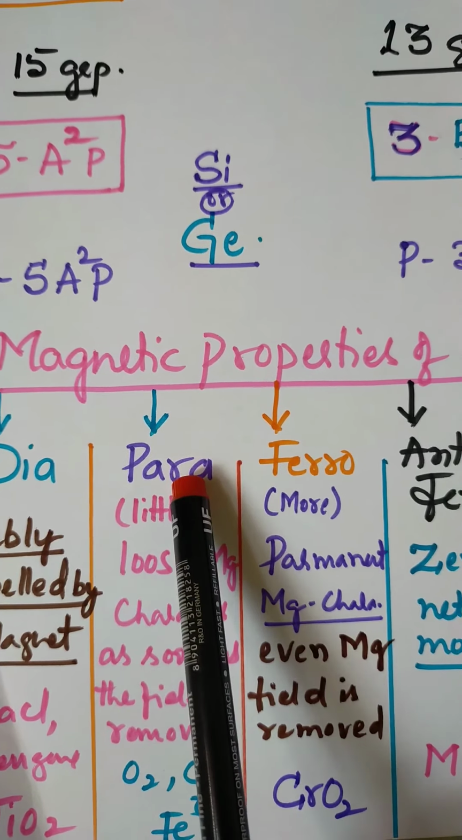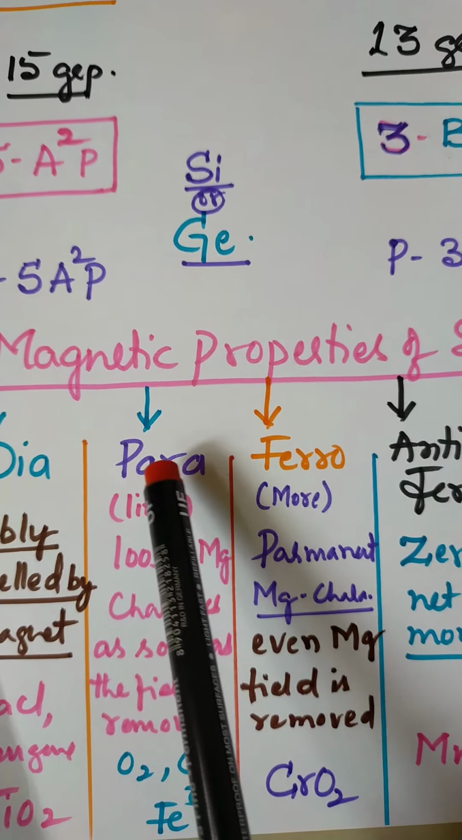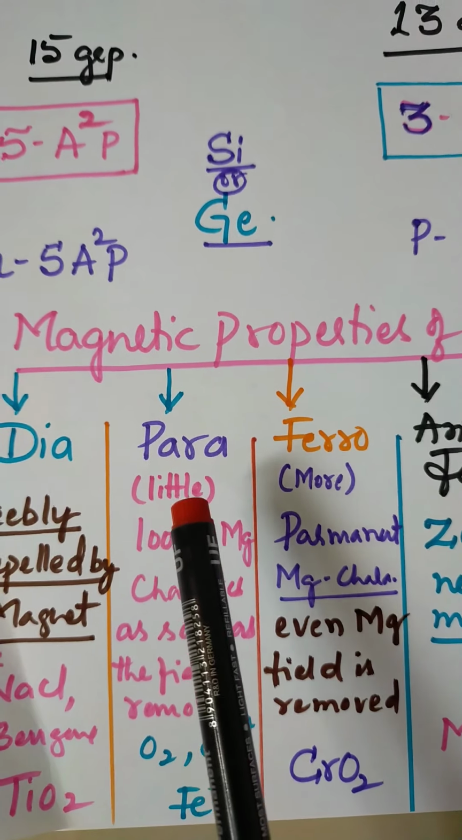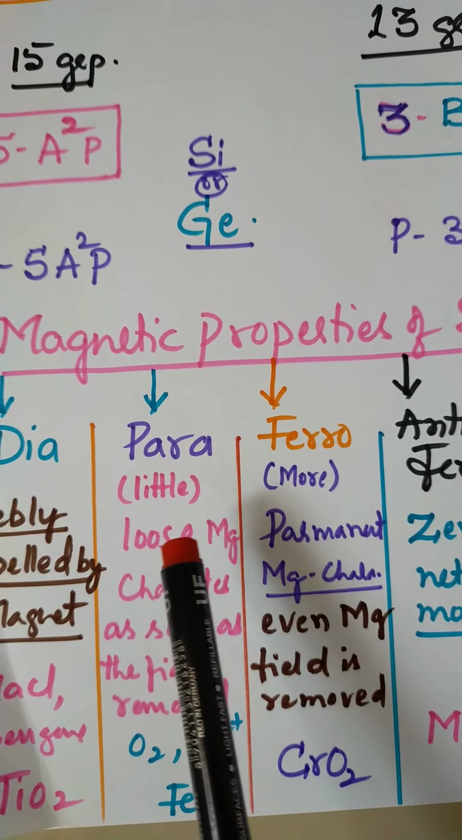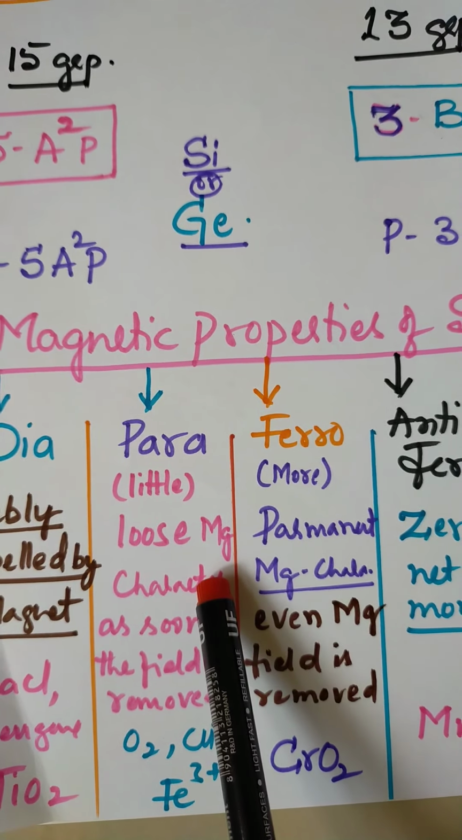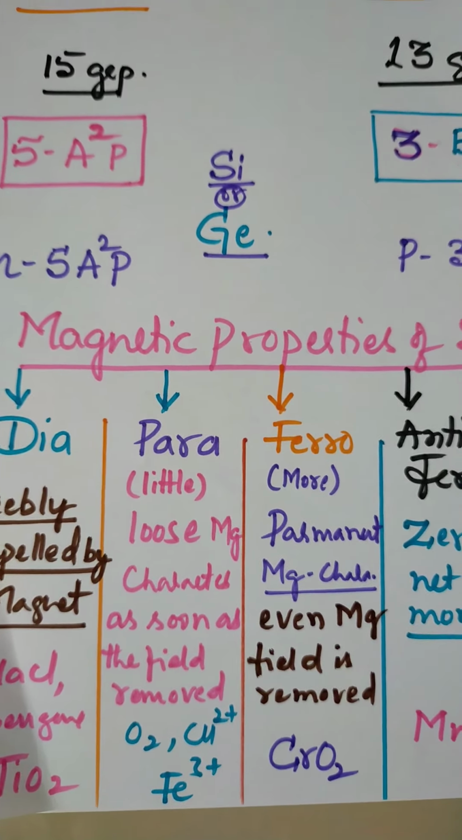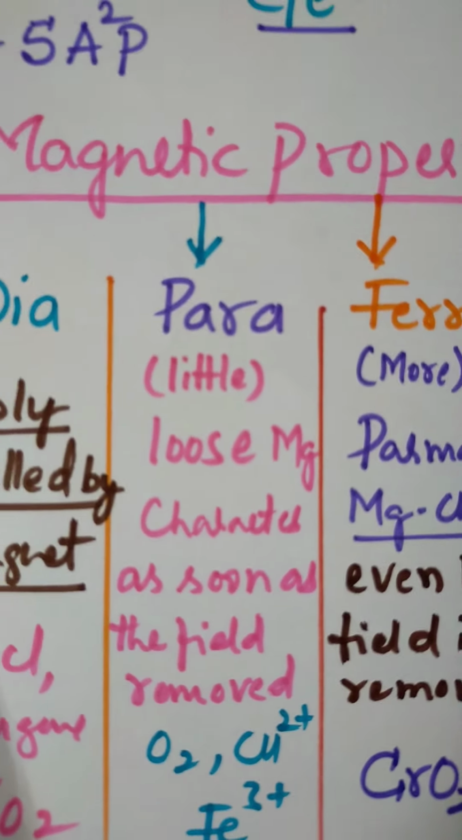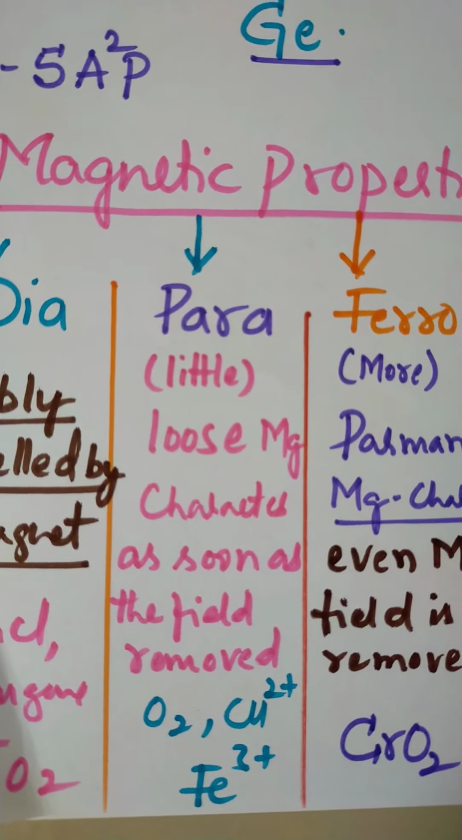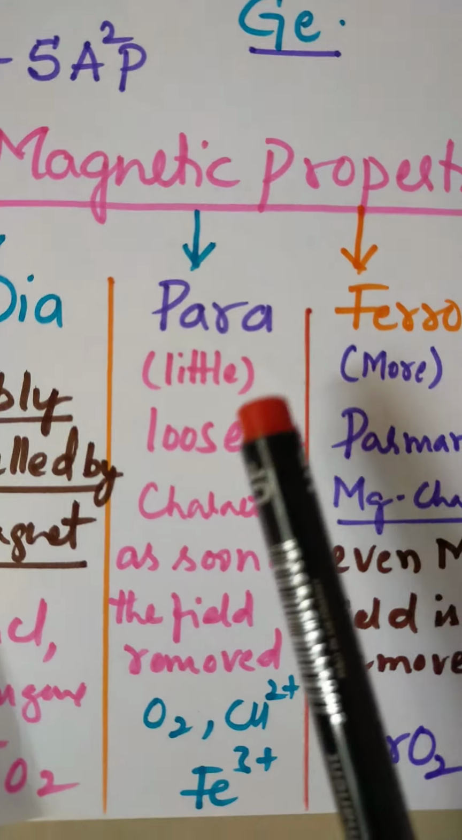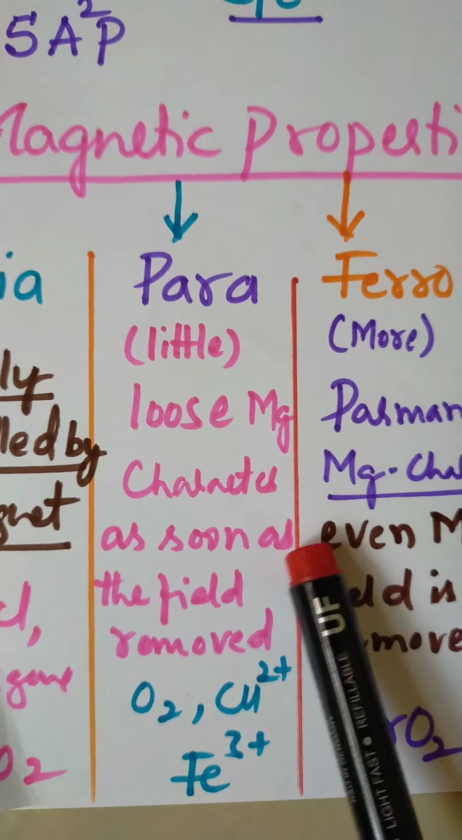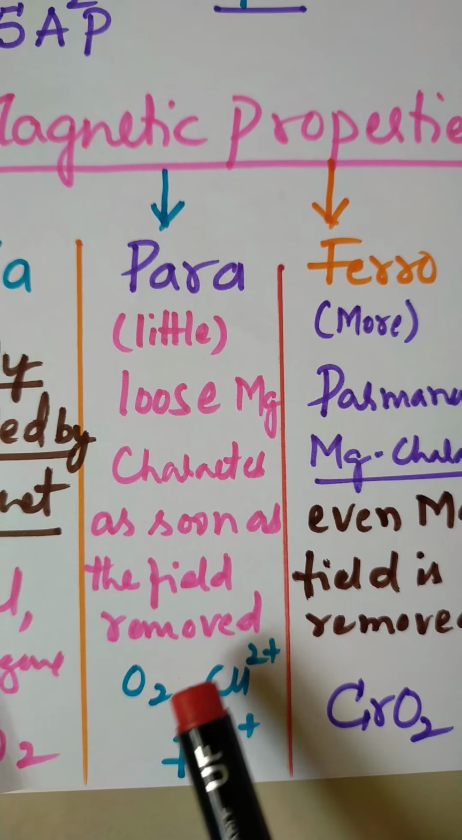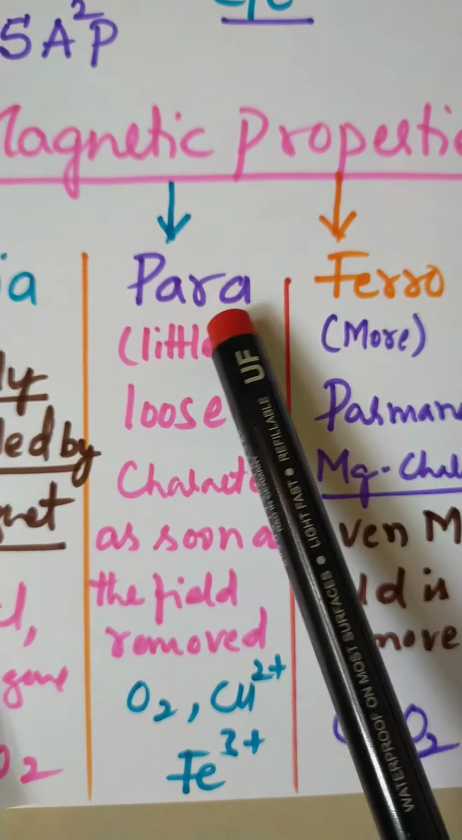Paramagnetic material, when you are learning again you repeat paramagnetic materials: they are affected a little, they show little attraction, and lose magnetic character as soon as the field is removed. Very important. They lose the magnetic character as soon as the field is removed. Such magnetic materials are called paramagnetic materials.